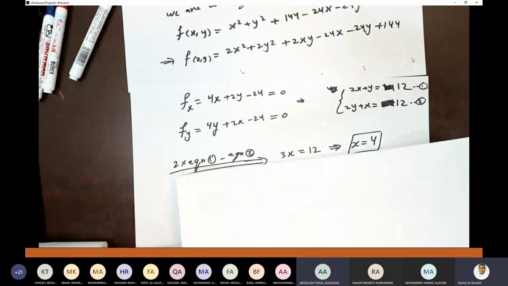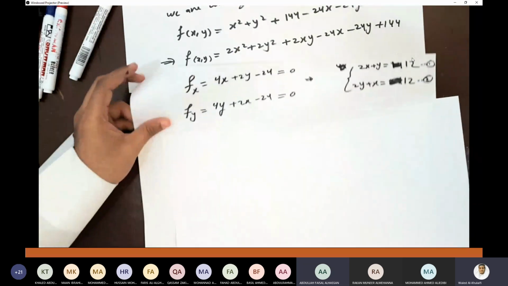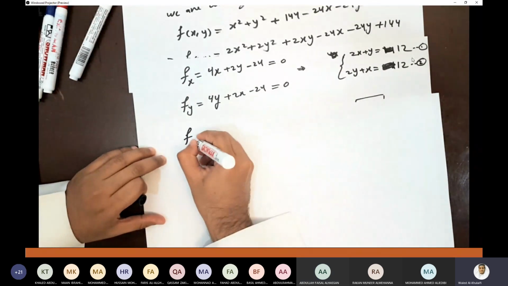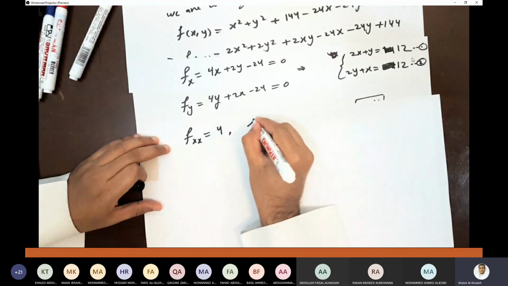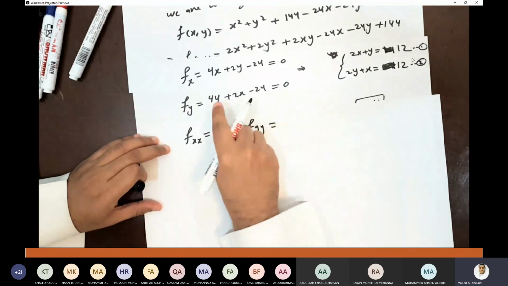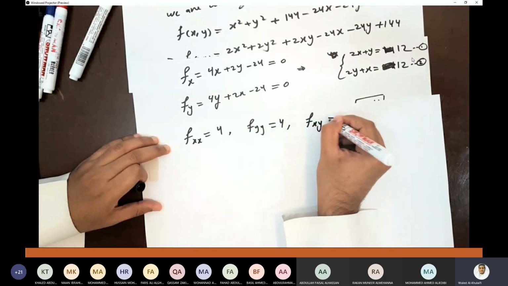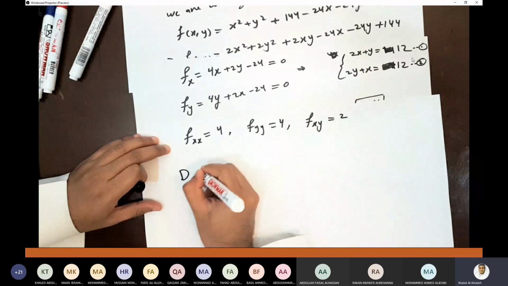Yes. What is that? D equals f. This is what I'm looking for. So now, in order to calculate D, I need to find f_xx. f_xx is equal to 4. f_yy, from here, also equals 4. f_xy equals 2. Okay.